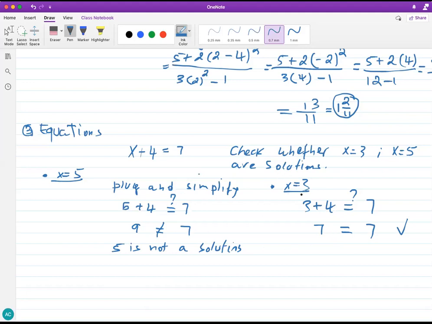Okay, so what do you say about x equals 3? X is a solution. Here it was not. In this case, it is a solution.